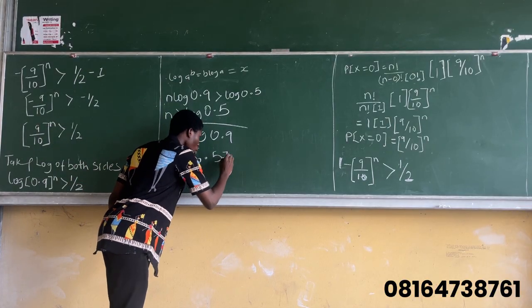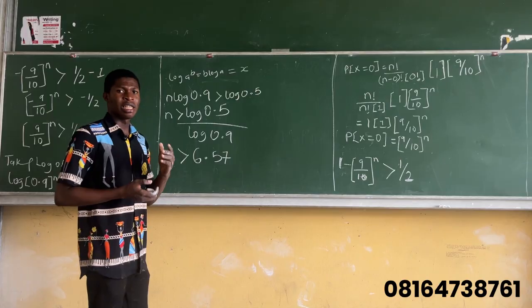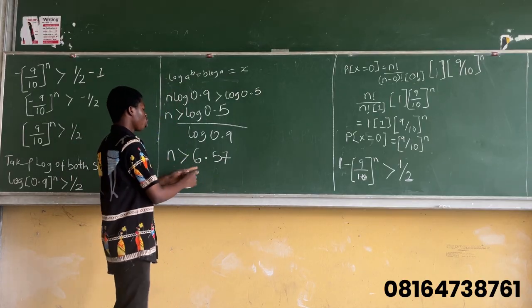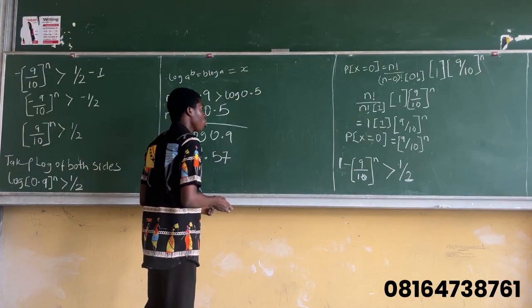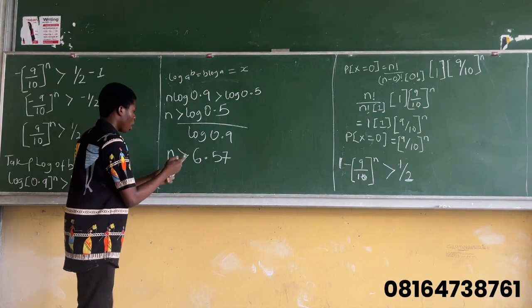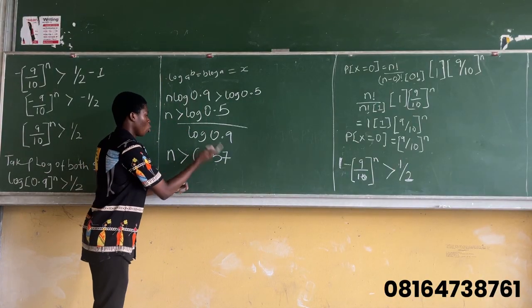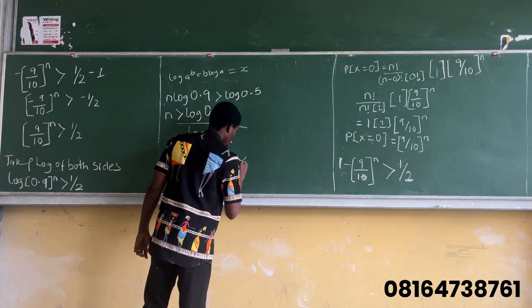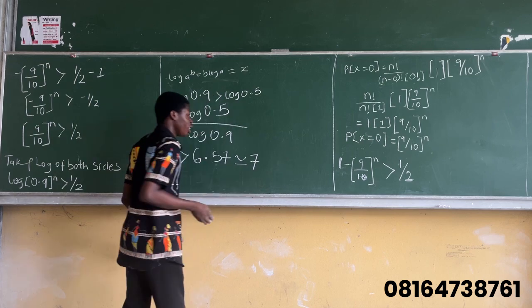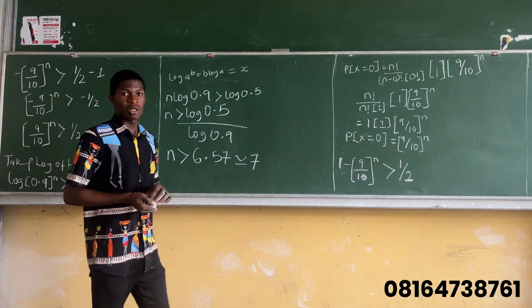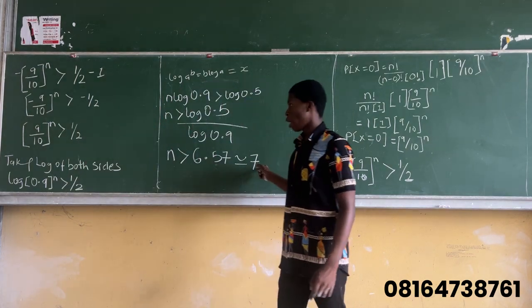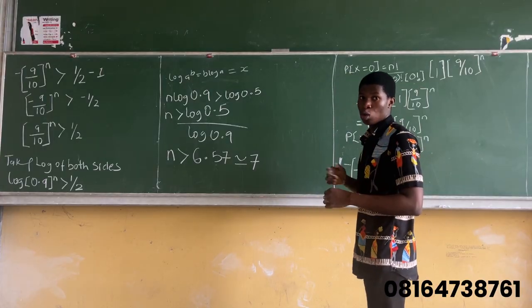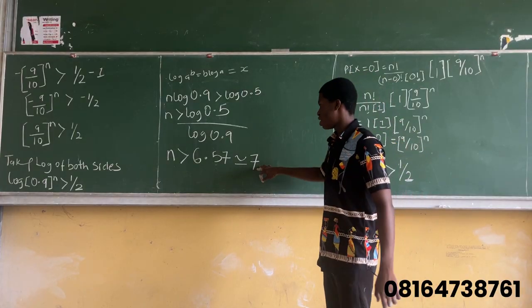6.57. And for number of trials, they are mostly integers. They don't include floats, which are decimal points. So we just simply round this up to the nearest figure. So if we round this up, taking the 5, turning it into a 1 and adding it to this, is going to be 7. So the number of trials, we can subsequently conclude that the number of trials that we need for x to be at least one success, to be greater than 1/2, is 7 trials.